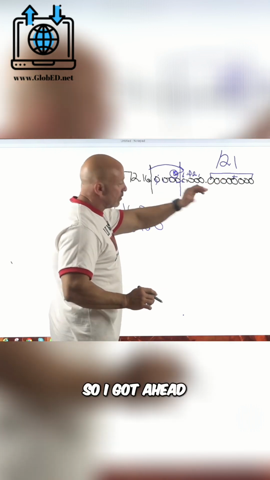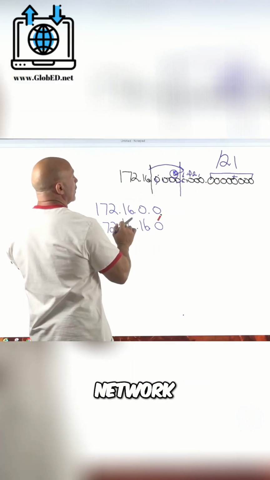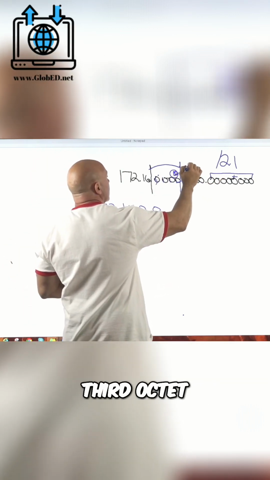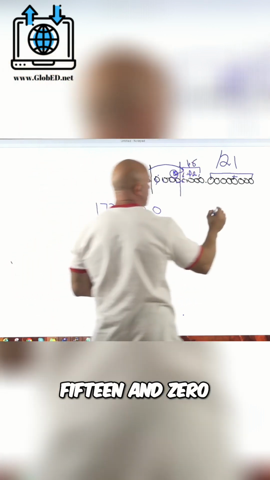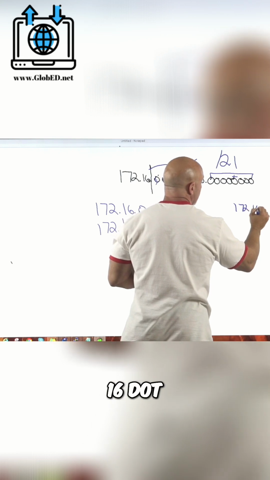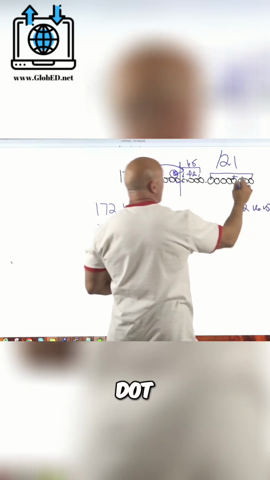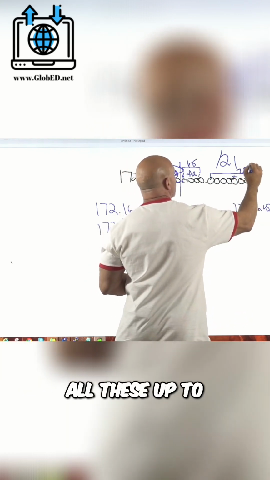That's why you would add these. So I got ahead of myself. All right, so for the first network, you add these over here in the third octet. That gives you 15. So 15 and 0 is 172.16.15 dot what? If you add all these up, 255.